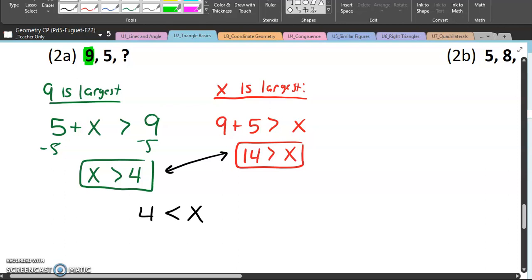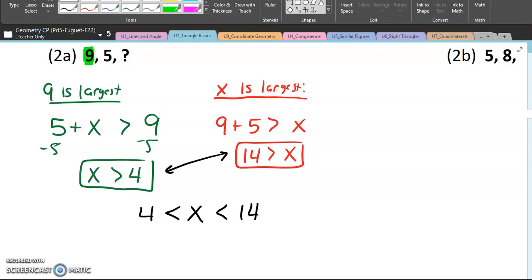X has to be bigger than 4, right? If you test 3, 2, or 1, it doesn't work. And it has to be smaller than 14. This is going to be our range of values.